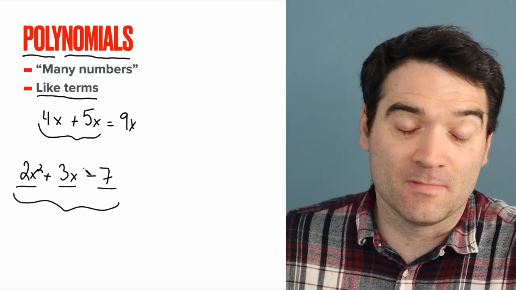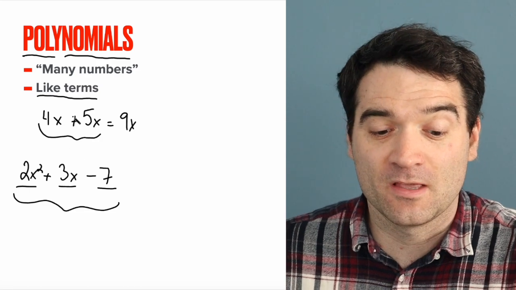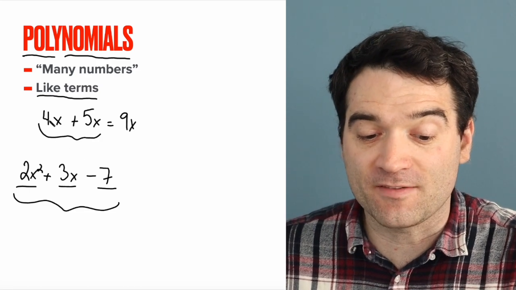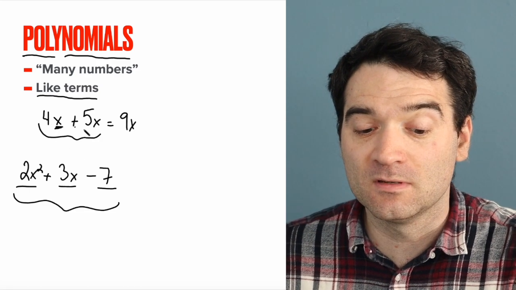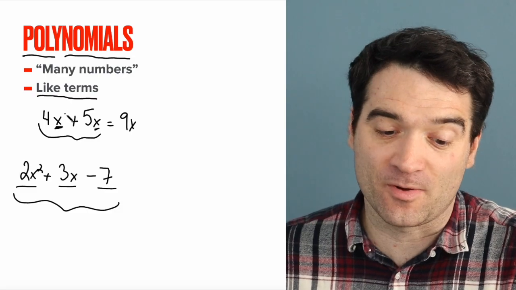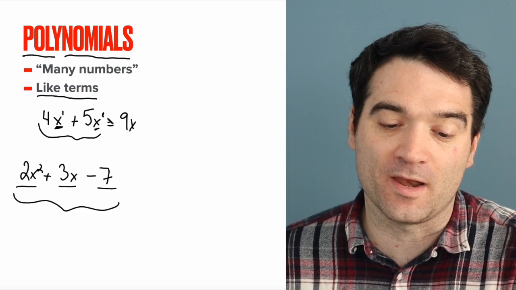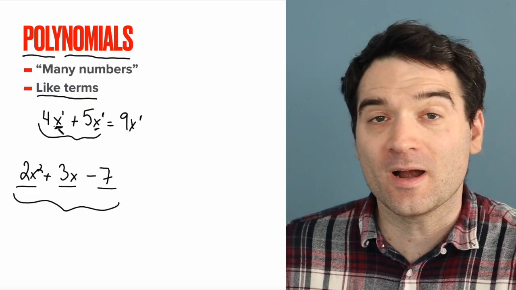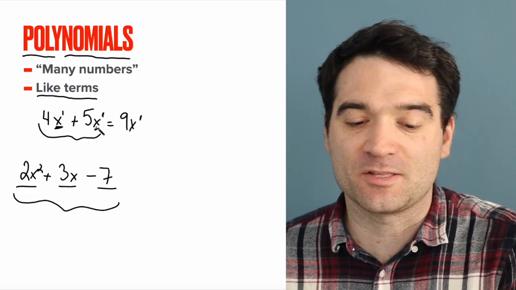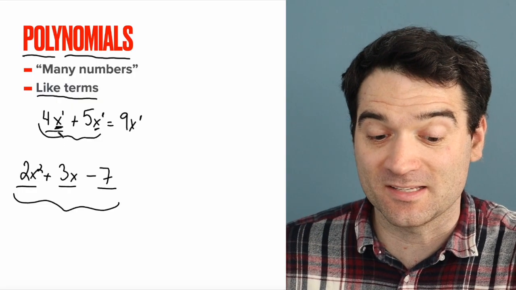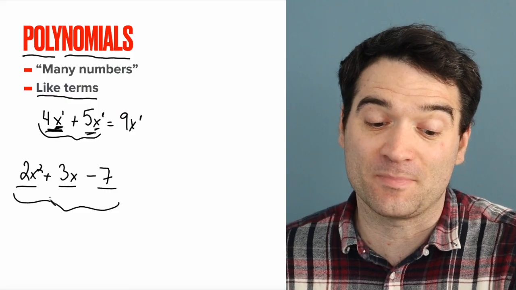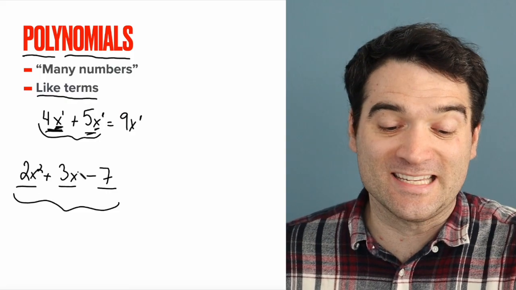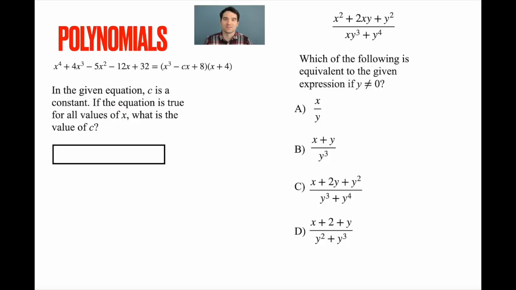And I'll be a little more strict about the definition. You can tell if two terms are like terms if they share the same variable and exponent. In this case, the exponent would be 1, right? So 4x to the power of 1 plus 5x to the power of 1 are like terms because they share the same variable and exponent. But here, same variable, different exponents. Let's try some problems involving polynomials.